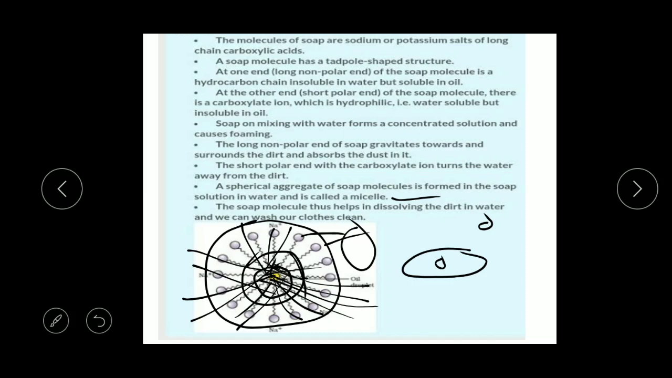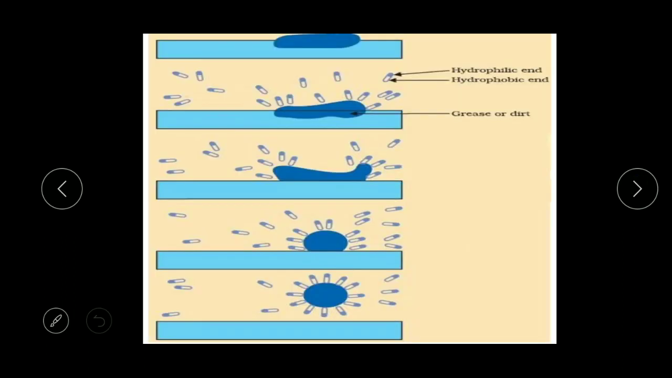By this action, the soap molecules help to dissolve the dirt in water, and we can wash our clothes clean easily. When the soap molecules form the spherical aggregated micelles, we can easily remove the dirt or grease oil from the clothes when we rinse these clothes in water.